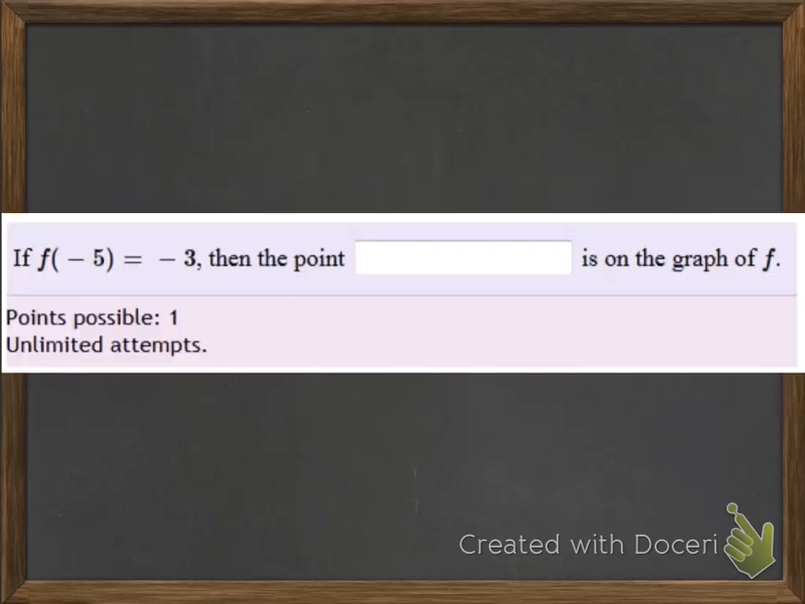Let's look at this problem. If f of -5 equals -3, then the point blank is on the graph of f. So remember, when we have ordered pairs, we have x comma y. So which of those values is x and which one is y? Take a minute, pause this video, think about that, and then see if you can answer the question.